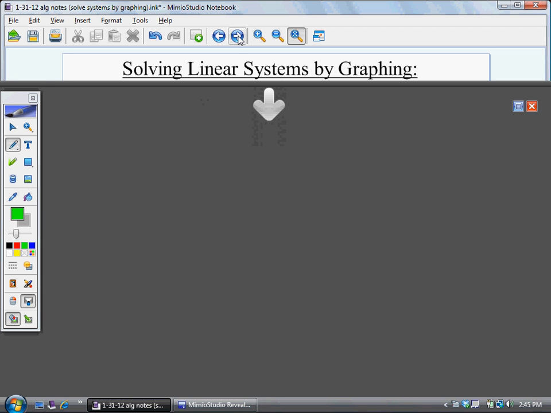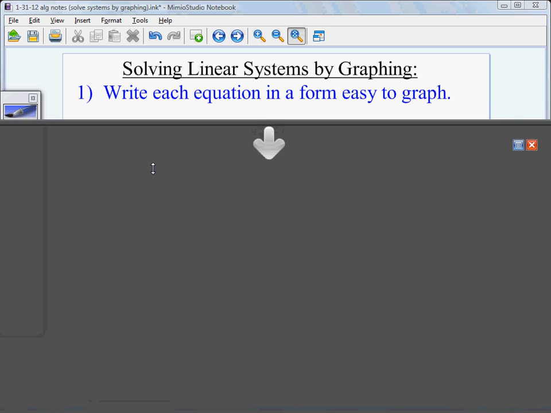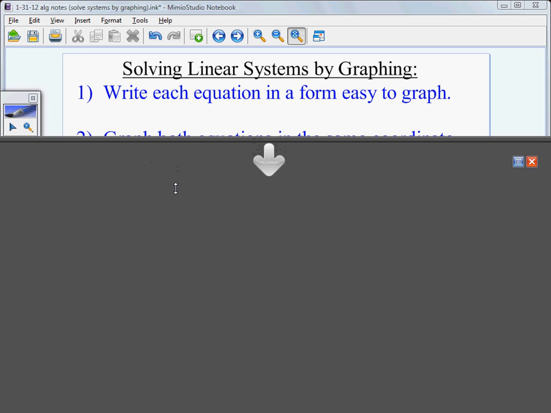There are basically four things that you need to go through to solve a system by graphing. The first thing you're going to want to do is write the equation in a form that's easy to graph. Generally, that would be slope-intercept form, y equals mx plus b. Some of you might be able to leave it in standard form and use the opposite of a over b for slope and c over b for y-intercept. You also might use standard form and use the x-intercept and the y-intercept if you can find those quickly and easily.